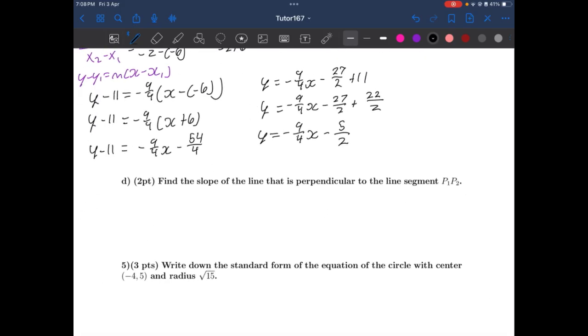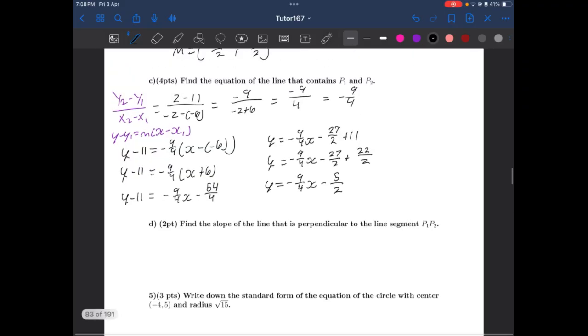Okay, find the slope of the line that's perpendicular to the line segment P1, P2. This is the line segment we just found. The slope of this line is negative 9 over 4. So m is equal to negative 9 over 4. To find a line perpendicular to that, you take the negative reciprocal. So you flip the fraction, so you'd have 4 over 9, and then you change the sign. Since it's negative, it would be positive. So the slope perpendicular to this line would be positive 4 over 9. But you don't have to put the plus, I'm just showing that to demonstrate.